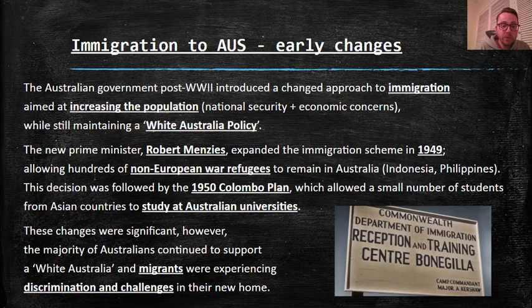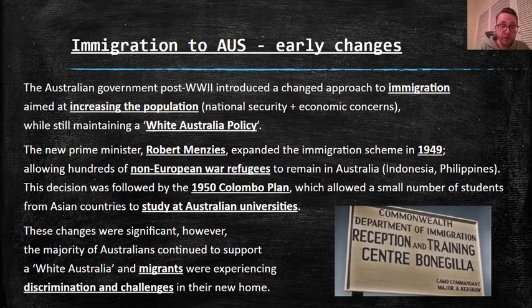This decision was shortly followed by the 1950 Colombo Plan, which allowed a small number of students from Asian countries to study at Australian universities. For the first time, many Australians met an Asian person, which might sound weird to you today, but that was a big deal in 1950, because they got to meet these people they'd heard so many negative things about from wartime propaganda and from the government. They actually met these people and said, oh, these are decent, good people, which put a bit of pressure on the government to change things in the future, because once people met non-Europeans, they told the government, no, they're cool, you can let them stay.